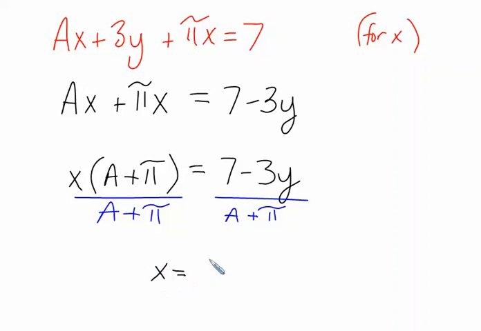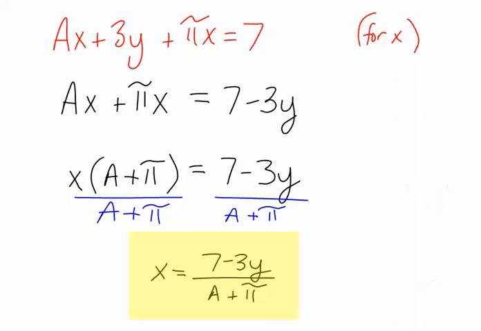Now, as we said in class, there would be a variety of ways this answer might appear. But here is one acceptable approach. X equals 7 minus 3y all over a plus pi.